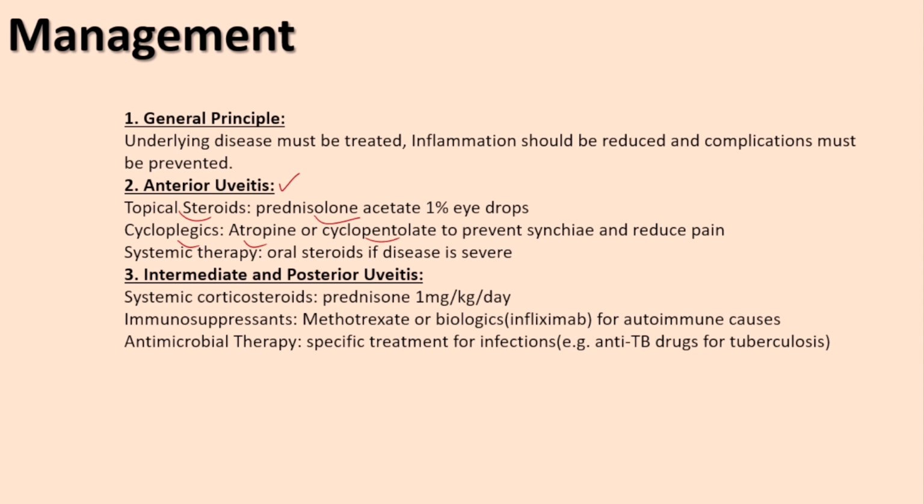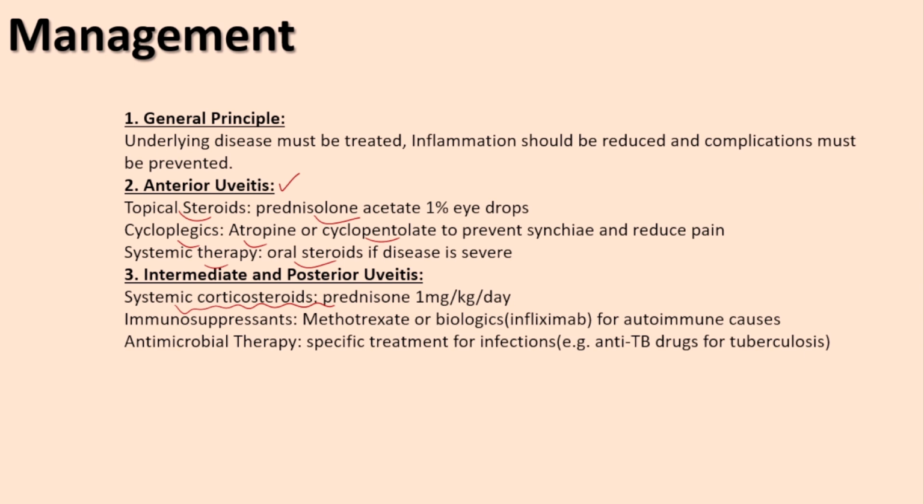If we have a very severe anterior uveitis, we can use systemic therapy with oral steroids, but this is usually reserved for very severe cases. If the patient is suffering from intermediate or posterior uveitis, because this disease is much more serious than anterior uveitis, we are going to start with systemic corticosteroids. So prednisone is going to be used at 1 milligram per kilogram per day. For example, if the patient weighs 80 kilograms, you are going to give 80 milligrams of prednisone every day.